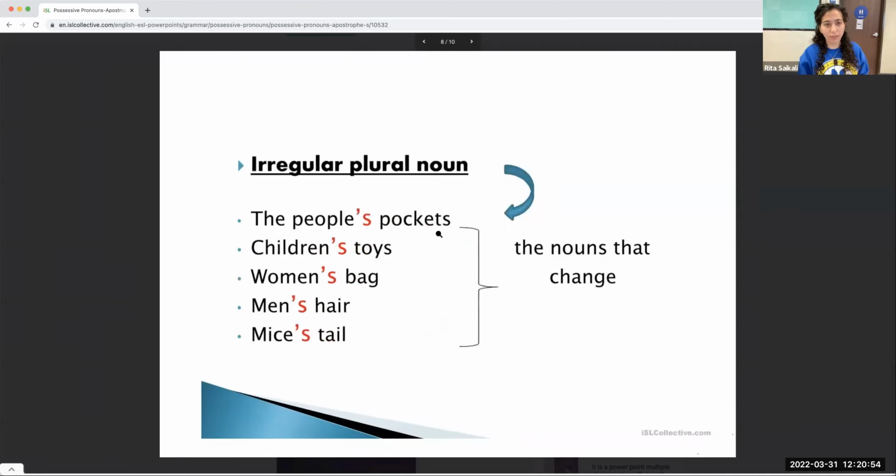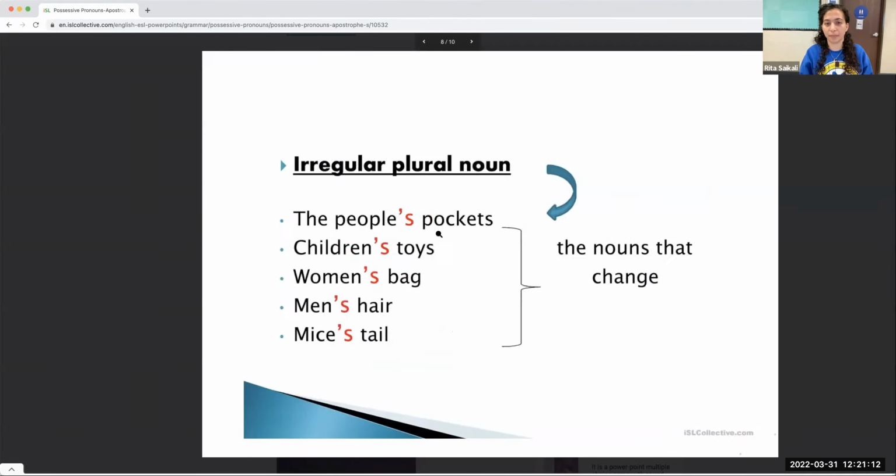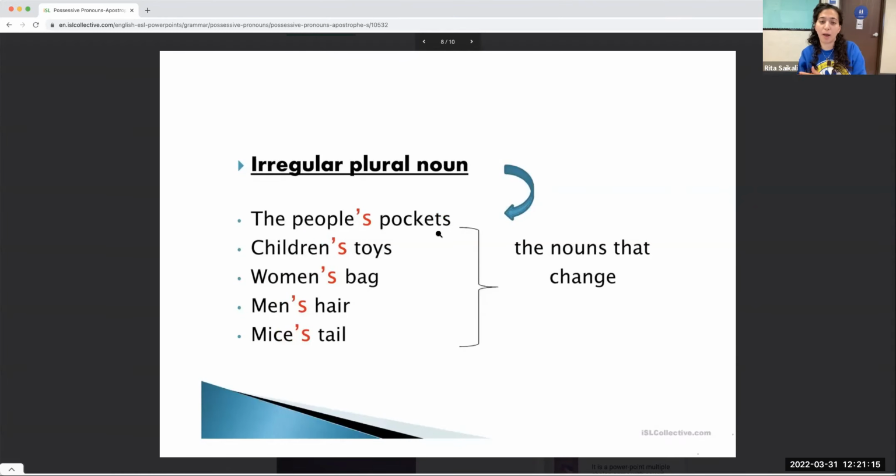Okay. Let's continue. Again, some things are irregular, like you can't make them plural the same way, like people, children, women, men, mice. These, you treat them like the singular version, okay? So the people's pockets, the children's toys, the women's bags. Even though women is the plural of woman, it doesn't have an S. So if the plural word does not have an S, then it takes an apostrophe S. Cool?